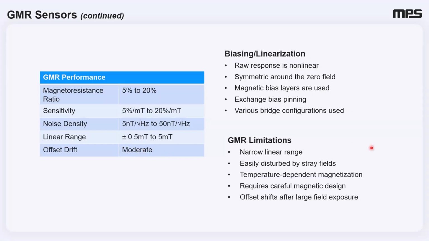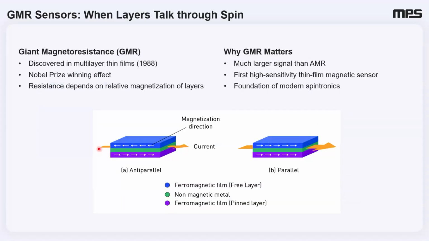Almost no GMR sensor is used raw. You're going to always see bias magnets or exchange bias layers in order to create a usable linear region. When I talk about exchange bias layers, this is a very simplified diagram. 3 layers, right? I've got my pinned layer. These are almost always multiple layers, especially the pinned layer.